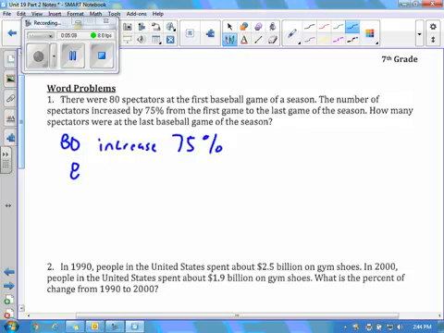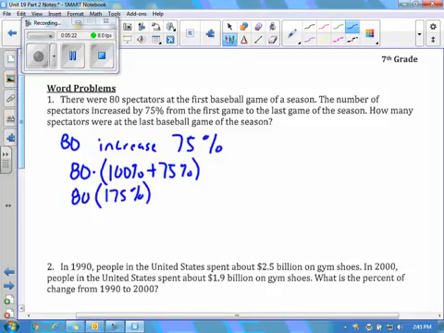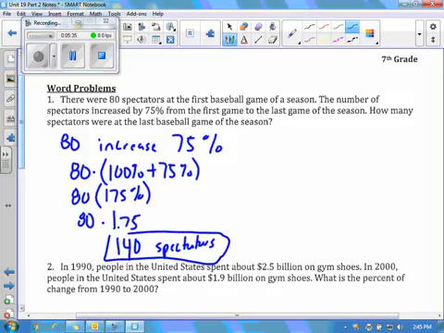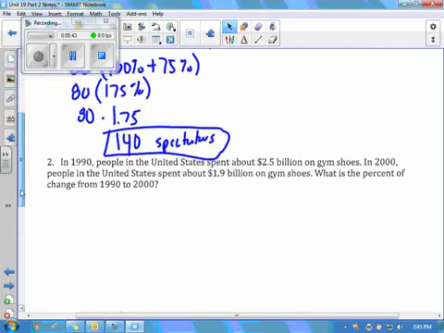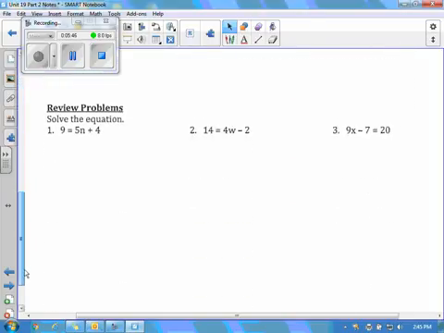So I start with my original 80. I'm going to multiply by the 100% I already have, plus the 75% that I increase. It's the increase I'm adding. So 100 plus 75 is 175%. I can turn that into a decimal and multiply. So 80 times 1.75 is 140 spectators. So if you think about it, it makes sense. I'm increasing, so my number should go up. Increasing by 3/4, which 3/4 of 80 is 60, so that makes sense. Number 2 I'll leave for you guys, and then there's some review problems at the end.